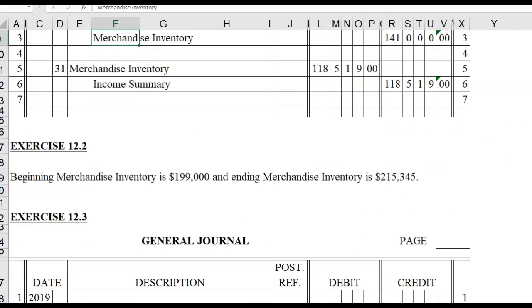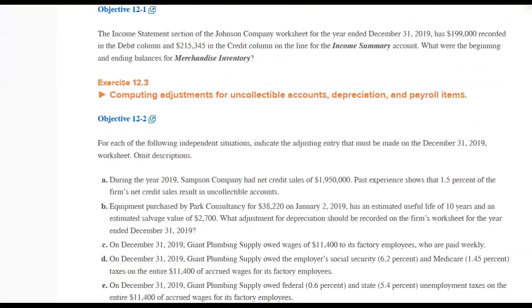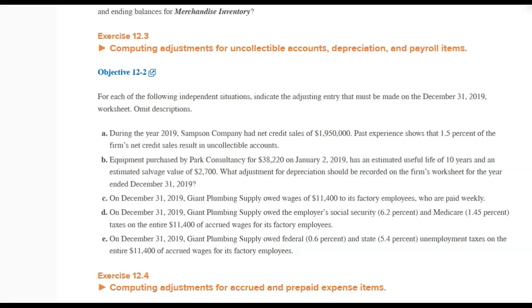Okay, let's look at 12.3. Compute the adjustments for uncollectible accounts, depreciation, and payroll. Okay, so A, we have a net credit sales of $1,950,000. Past experience shows 1.5% of that firm's net credit sales results in uncollectible accounts. So you take the sales, you figure out 1.5% of that.